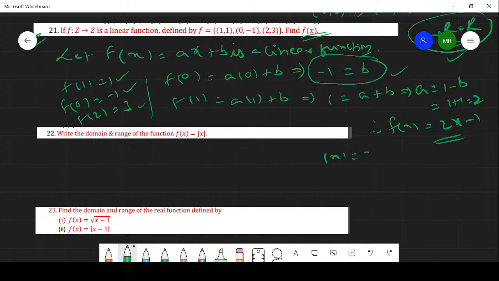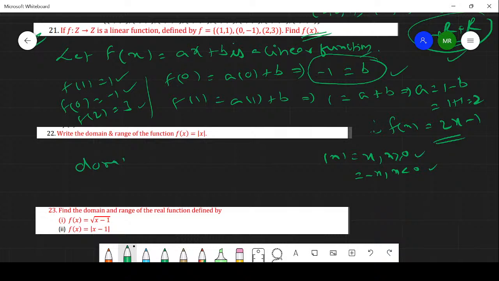Mod x is equal to x when x is positive, that is, greater than or equal to 0, you can also write. And minus x when x is negative. Since x is negative, minus x, but minus of a negative number gives a positive number. That means either greater than or equal to 0 or less than 0, mod x always gives only a positive number. So I can substitute any real number, no restriction.